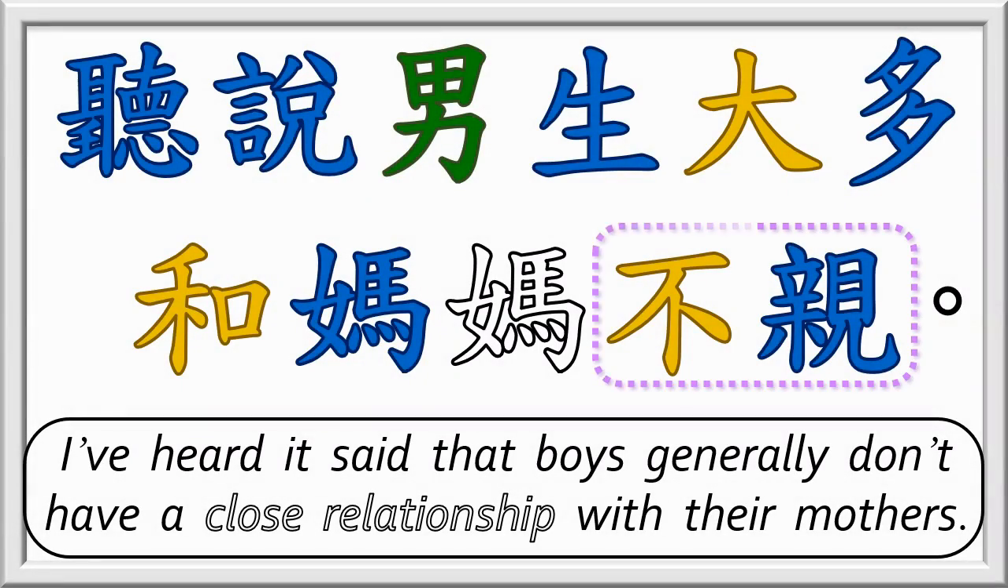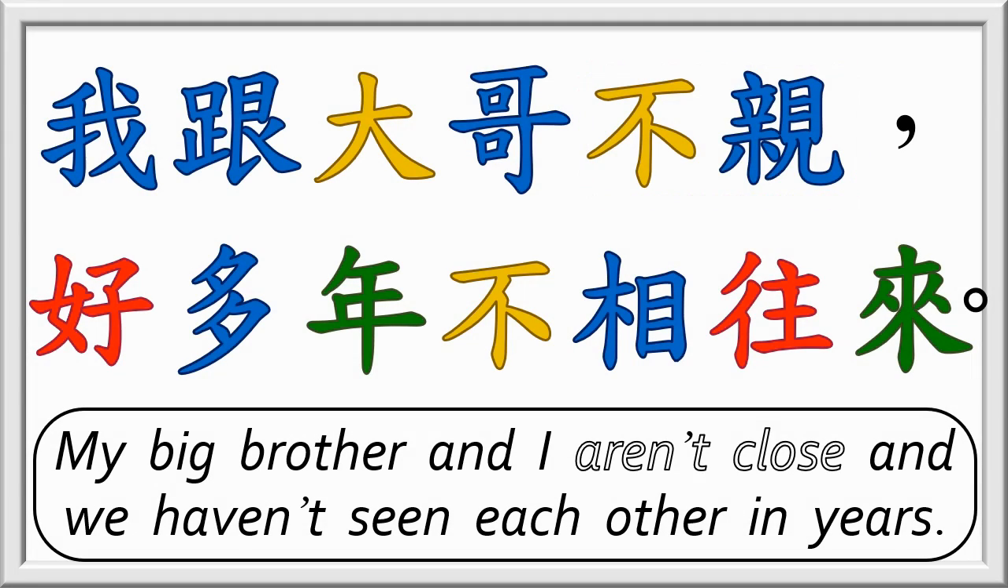The intimacy implied by 亲 naturally suggests a closeness between individuals such as family members, friends, and co-workers, and is often used in a negative sense. 不亲. 听说男生大多和妈妈不亲. I've heard it said that boys generally don't have a close relationship with their mothers. 我跟大哥不亲，好多年不相往来. My big brother and I aren't close, and we rarely see each other.